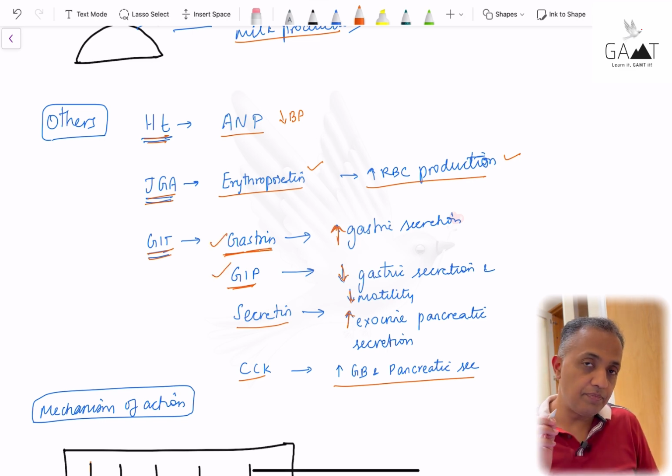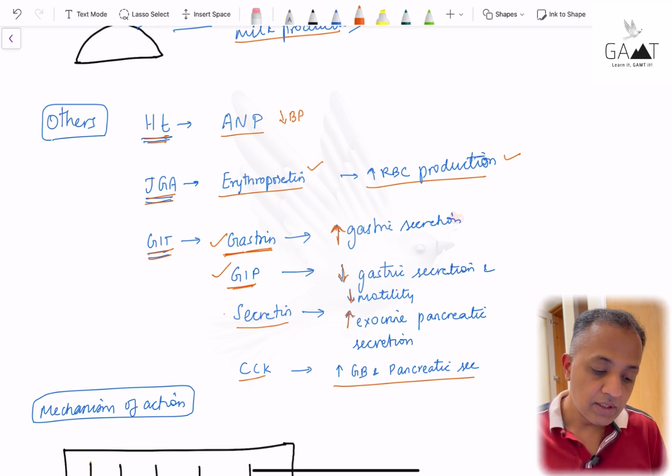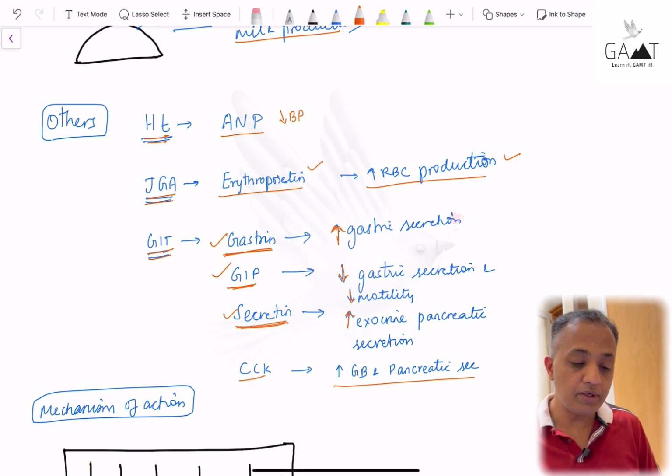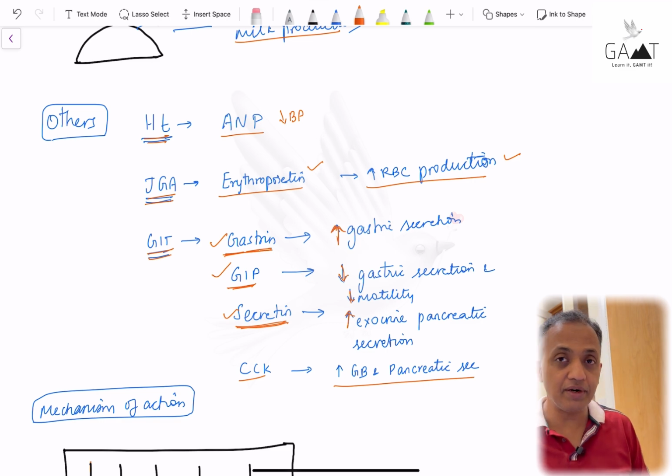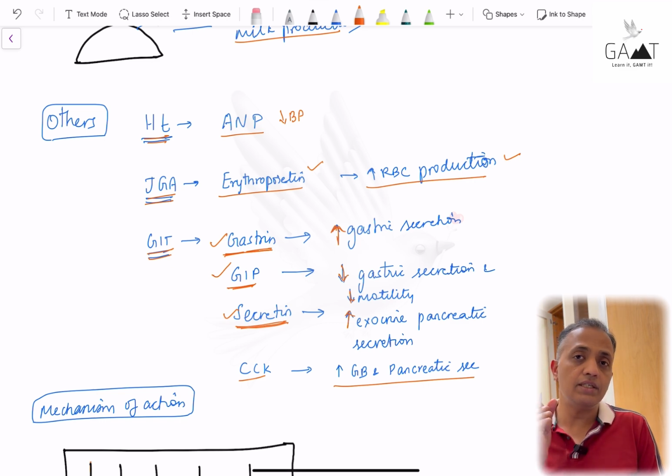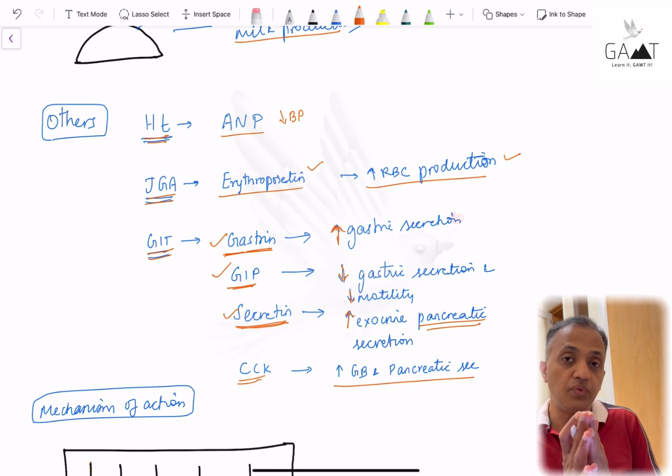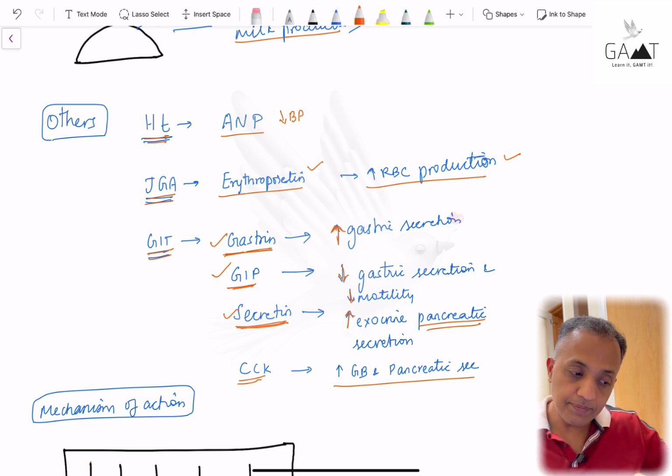The next one is important for you to remember: secretin. Secretin has nothing to do with the stomach. It has everything to do with exocrine pancreatic secretion. Secretin increases pancreatic secretion. Gastrin increases gastric secretion, secretin increases pancreatic secretion. It's important to remember this. Cholecystokinin increases gallbladder and pancreatic secretions. So both secretin and cholecystokinin increase the secretions. Hope it's all clear.